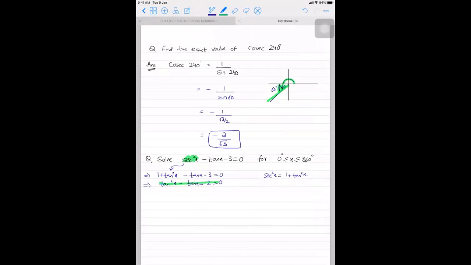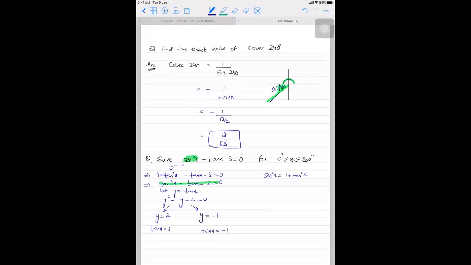Yes. So if I say, okay, let y equals to tan x, then this is going to be y squared minus y minus 2 equals to 0. And if I factorize this equation, I get y minus 2 and y plus 1. It's going to be plus 1 and minus 2. So tan x is going to be 2 and tan x is going to be equal to negative 1. Now let's find the angles.